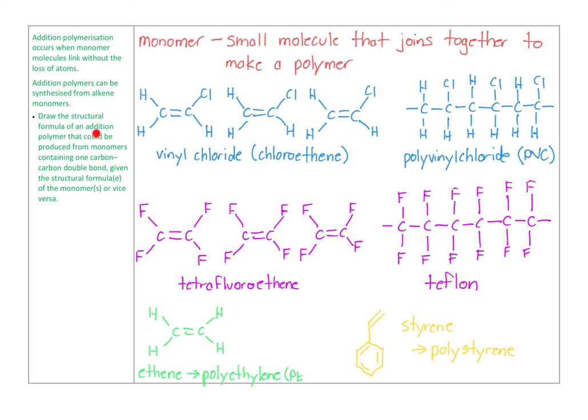Draw the structural formula of the addition polymer that could be produced from monomers that contain one carbon-carbon double bond, given the structural formula of the monomer, or vice versa. So you basically need to be able to either, given the monomer, work out what the polymer is, or given the polymer, go backwards and work out what the monomer is. There's a lot of these addition polymers and they're used all the time in our lives. I'm just going to talk about 2 in detail, and I'll mention a couple of others.